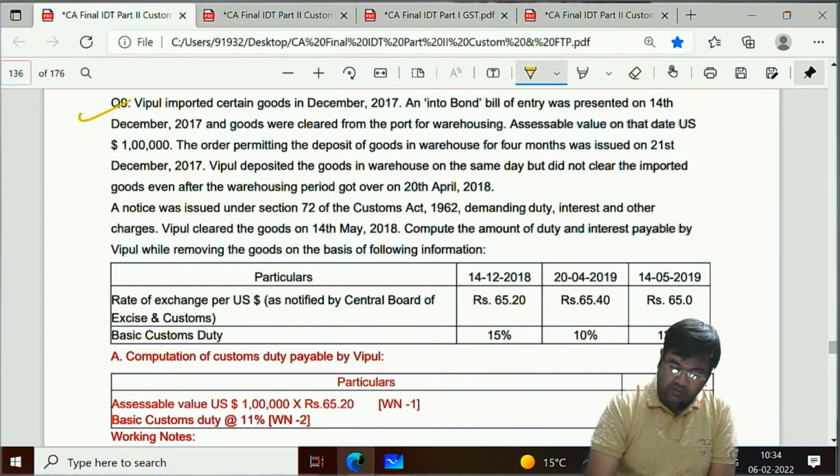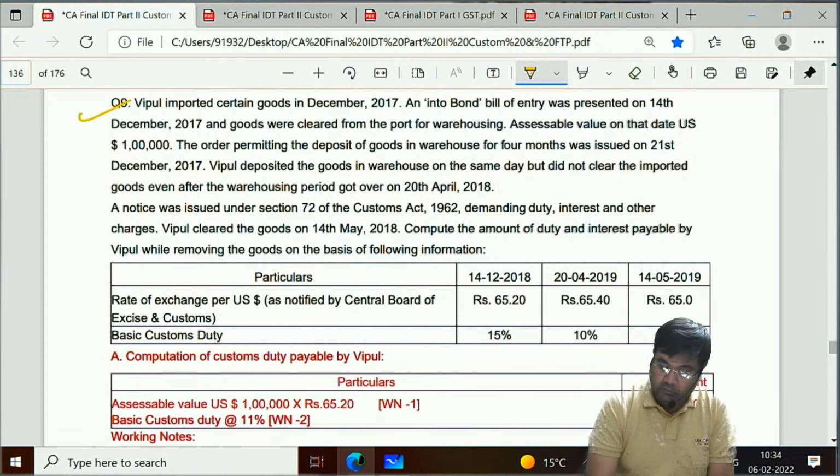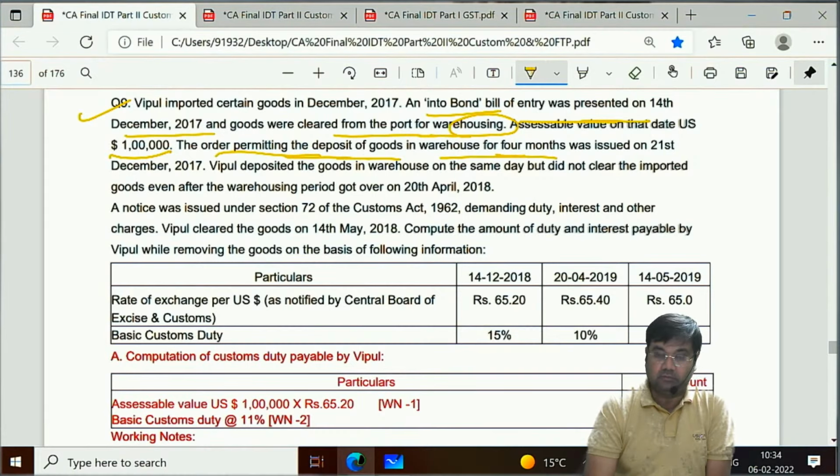Question 9. Vipul imported certain goods in December 2017 and an into-bond bill of entry was presented on 14th December 2017, and goods were cleared from the port for warehousing. Assessable value on that date was US dollar 1 lakh. Remember, he is going for warehousing since he filed an into-bond bill of entry. The order permitting the deposit of goods in warehouse for 4 months was issued on 21st December 2017.